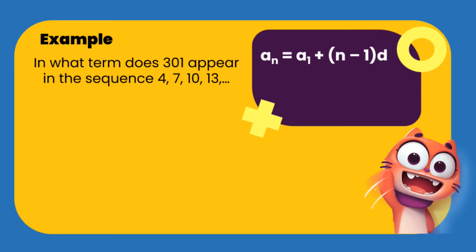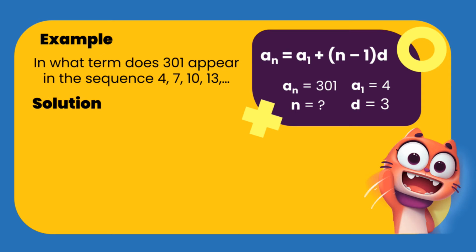Since we don't know yet the specific number of terms, given the value of 301 as the last or nth term, a sub n is equal to 301. For our a sub 1, which is our first term, we have 4 and n is missing. For our common difference, we use the formula a sub 2 minus a sub 1, which is 7 minus 4, giving us positive 3. After getting all the values that satisfy the formula, we can now proceed to our solution.